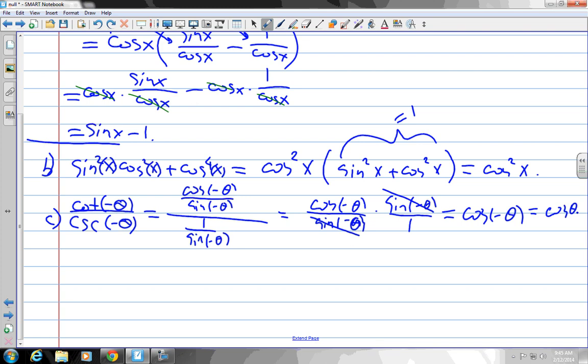Again, we can have 6 different solutions, all arriving at the same answer. So we use the fact that cosine is an even function here. So that's how the negative went away. Does that make sense? All right.